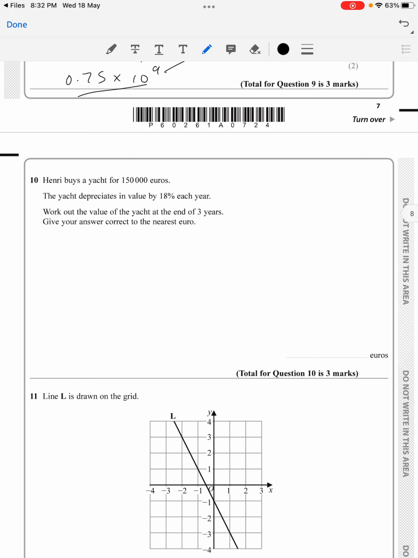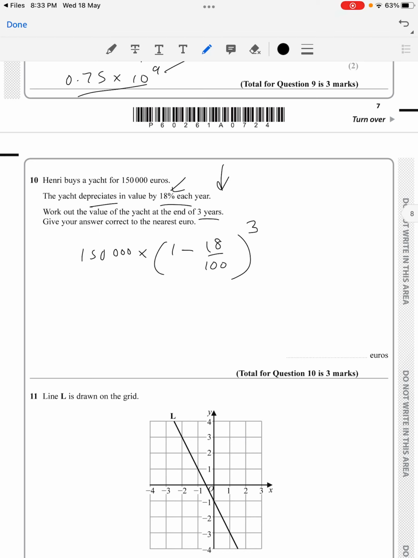Henry buys a yacht for 150,000 euros. It depreciates by 18%. Find the value of the yacht after 3 years. Now, in order to do this, you have to remember the formula: new value is equal to the original value times 1 minus, since it depreciates, it's decreasing in value, r divided by 100, all to the power n, the time in years. So you have 150,000 euros times 1 minus the percentage, 18 divided by 100, all raised to the power of years.